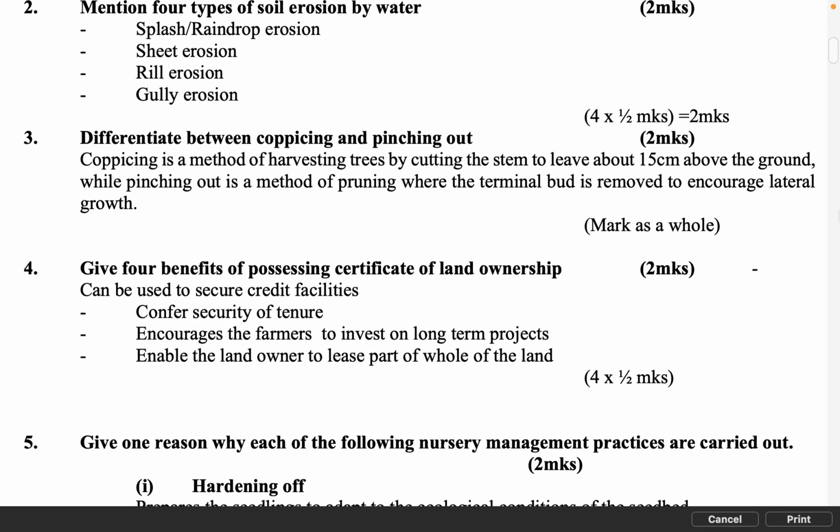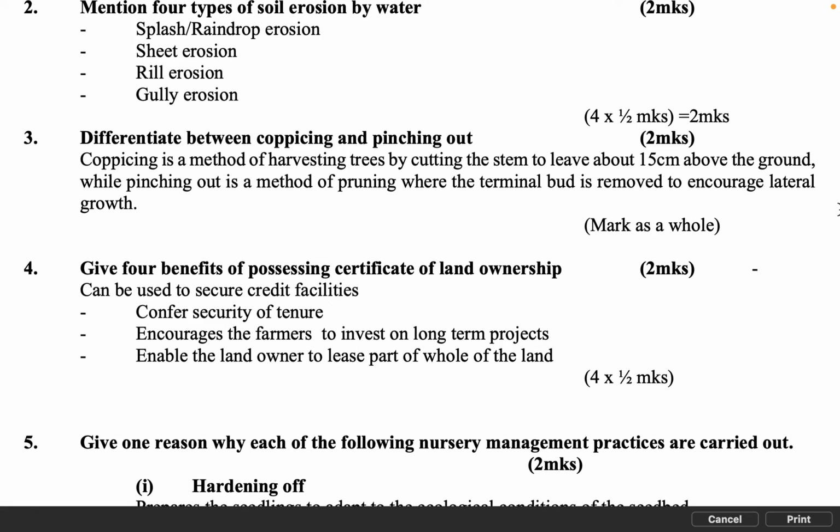2. Mention 4 types of soil erosion by water. 2 MKS. Splash raindrop erosion. Sheet erosion. Rill erosion. Gully erosion. 4 by 1/2 MKS equals 2 MKS.